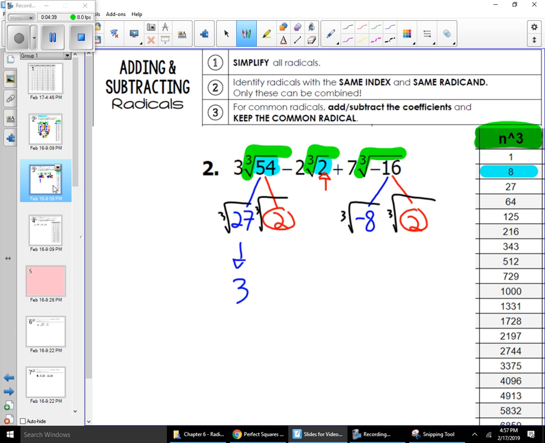So the cube root of 27 is 3. We still have a cube root of 2 tagging along, and just like the previous problem, we don't want to lose that 3. Jumping over to the middle term, there is a subtraction. We don't want to lose a subtraction, and that is a 2 cube root of 2, that should have been 3.